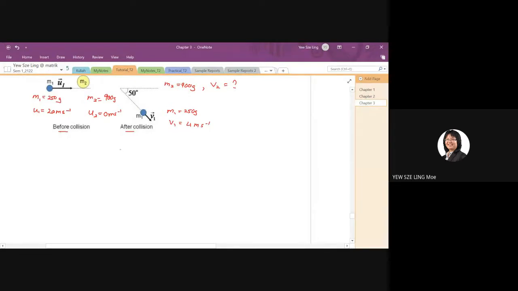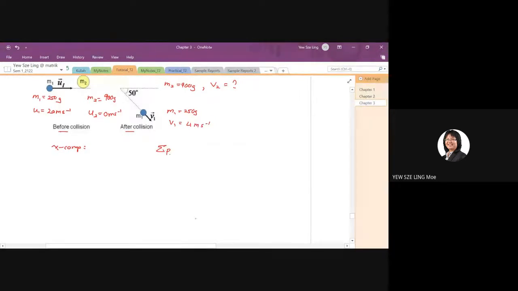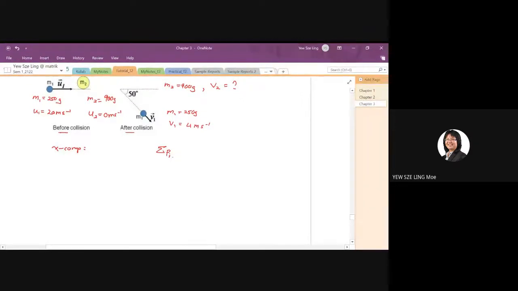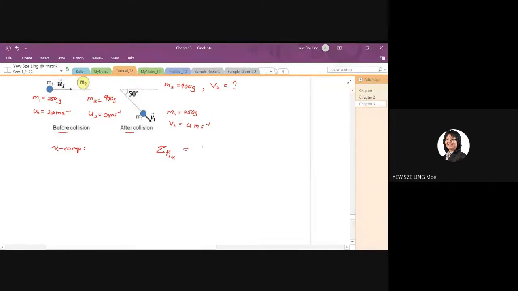So first of all, what am I going to do? I'm going to calculate the information along the x component. So for the x component, what should I write? If you remember what I told you in the previous lesson, always begin with the principle. So summation p initial x, or initial px, it's up to you. So initial momentum along the x component equals summation p final x.